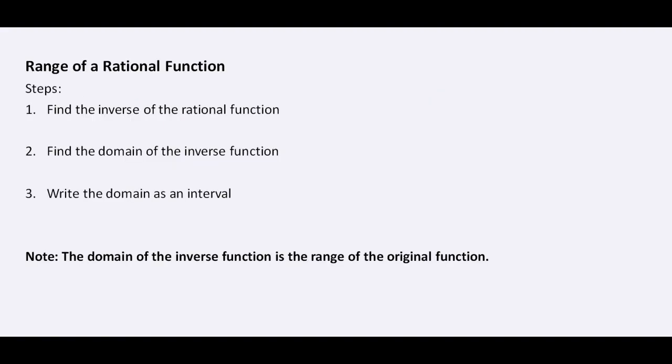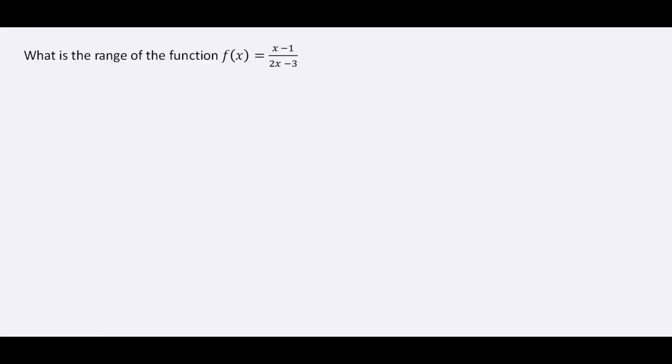So we look at the range of a rational function. First, to find the range of a rational function, we'll find the inverse of the rational function, and then we'll find the domain of the inverse of this function and write the domain as an interval. One of the reasons why we do it this way is with the understanding that when you're dealing with the inverse of a function, the domain of a rational function is also the same as the range of its inverse. And the domain of an inverse function is the same as the range of the original function. So let's look at some examples here.